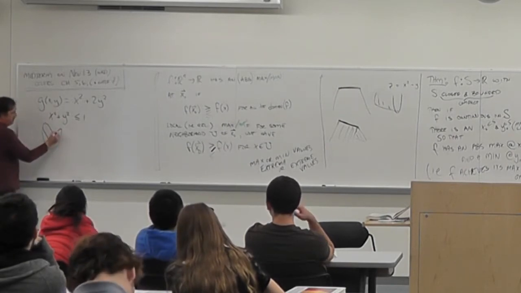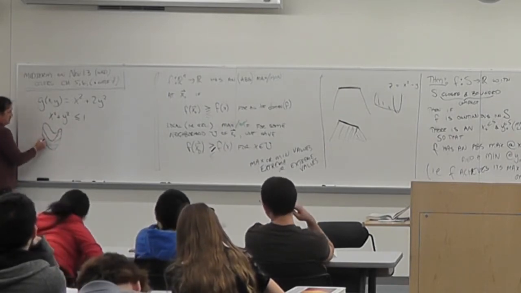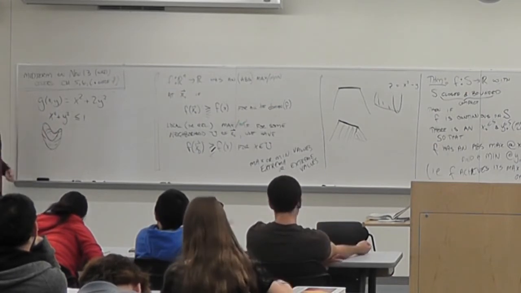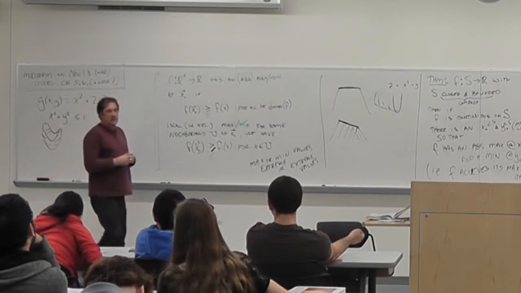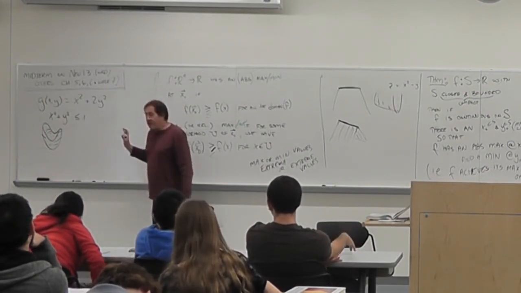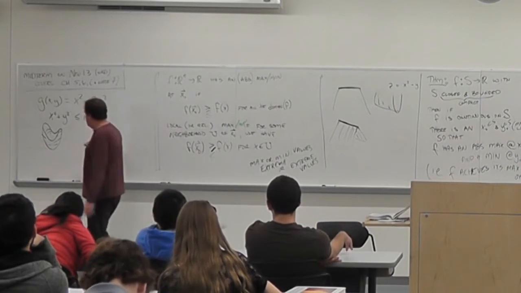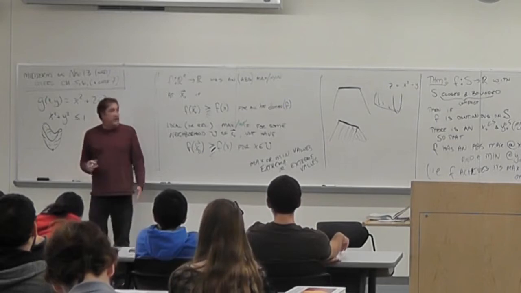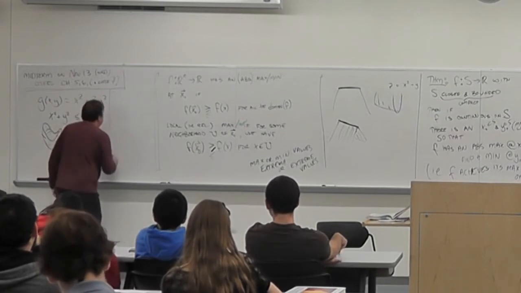I want to find the maximum and the minimum of this sort of bowl shape where the edges of the bowl are low and high in certain places. Now, from just looking at the picture, it's pretty obvious that the extrema, so we have the minimum here at 0, 0, 0, and that's very easy to see.